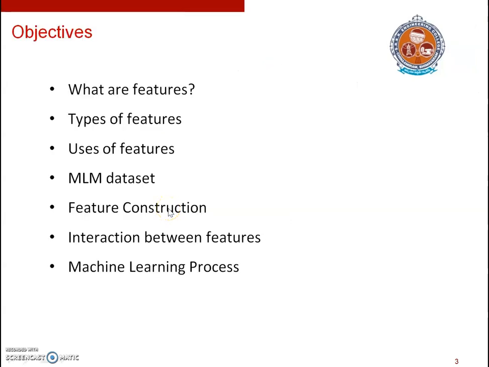The objectives of today's lecture are, today we are going to learn about what are features, what are the types of features, what are the uses of features, what is meant by MLM dataset, how to construct features, how the features will interact with each other, and finally about what is the process that we need to follow in order to develop a machine learning system.